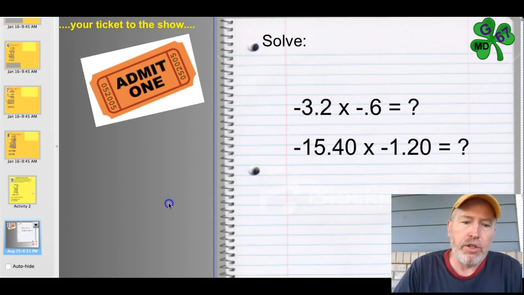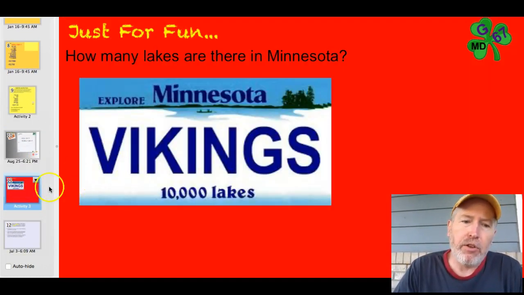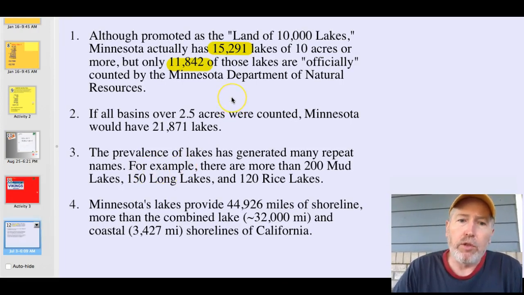All right, and the answer to today's trivia question. How many lakes are there in Minnesota? Well, more than 10,000. Although it's promoted as the land of 10,000 lakes, it actually has 15,291 acres of, or lakes of 10 acres or more. But officially, the DNR, Department of Natural Resources in Minnesota, only says that 11,842 of them are officially counted.